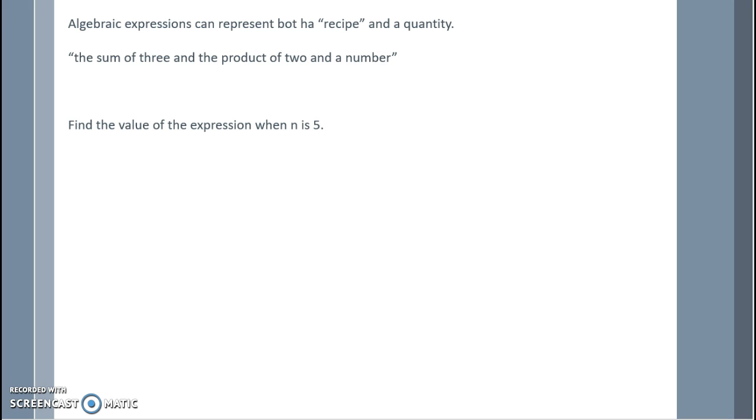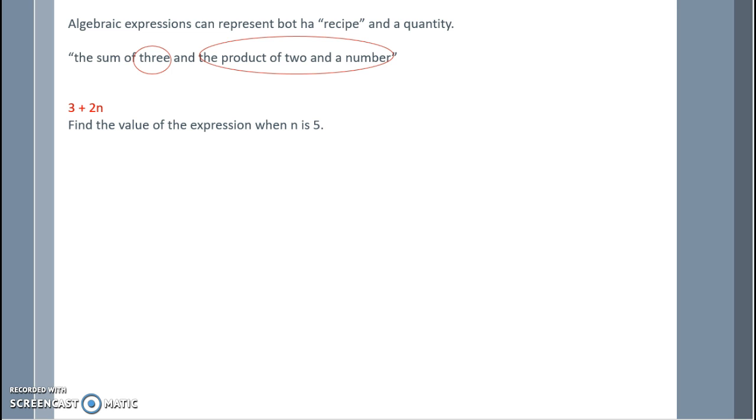The sum of 3 and the product of 2 and a number. So I really have two different parts here. I'm adding 3 and the product of 2 and a number. So the product of 2 and a number is written 2 times that number, and then I want to take the sum of that with 3. So 3 plus 2 and the number.